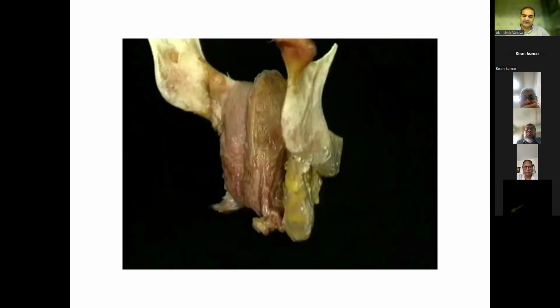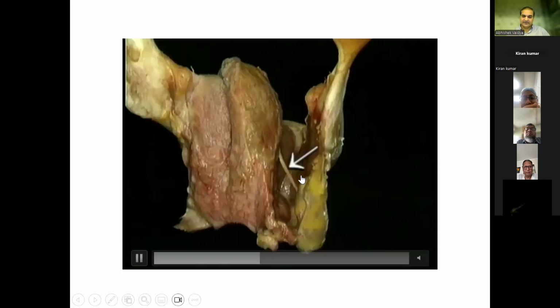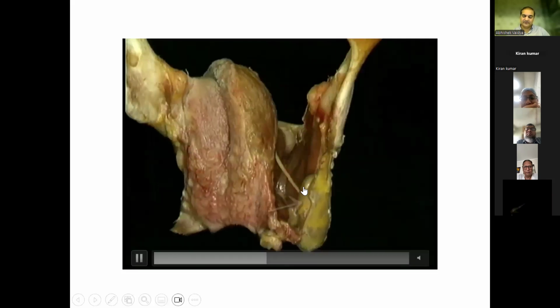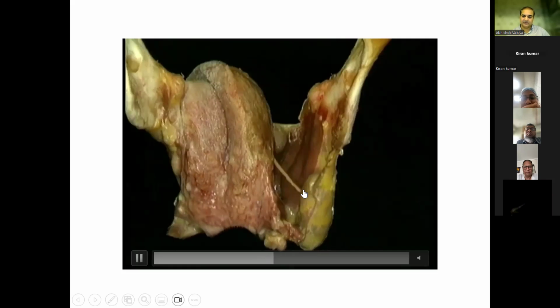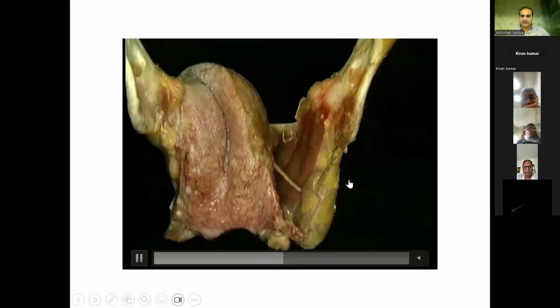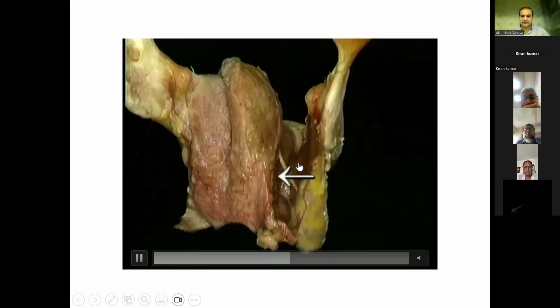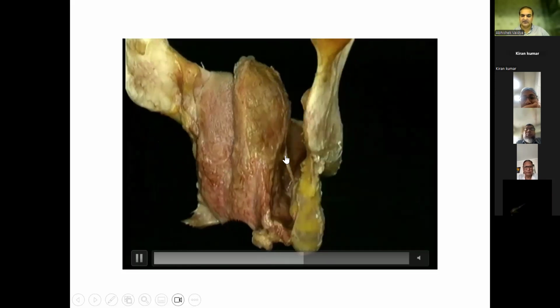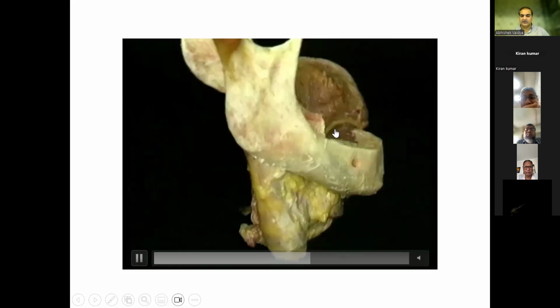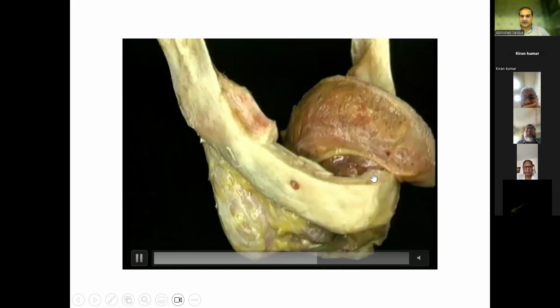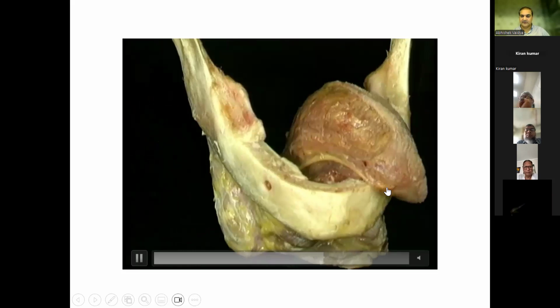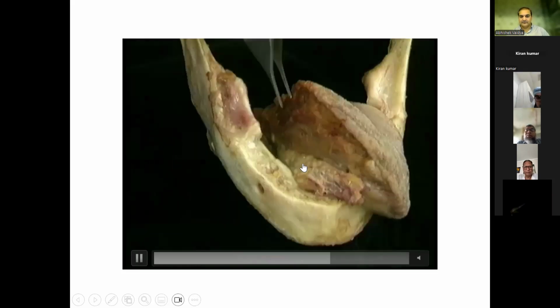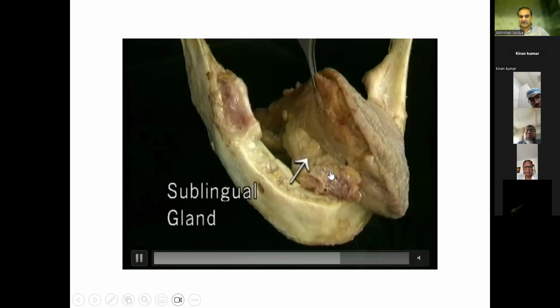Now let's go around and see where this is emerging. This is emerging from the anterior aspect of the deep part, where it lies between these two muscles, the mylohyoid muscle and the styloglossus and the hyoglossus muscles. It then passes anteriorly forward, medially, along the ventral surface of the tongue, deep to the sublingual gland, and opens anteriorly. Now this is the sublingual gland again added into the picture.